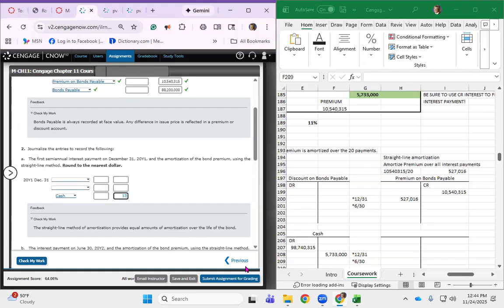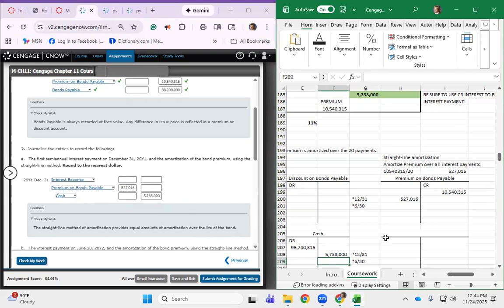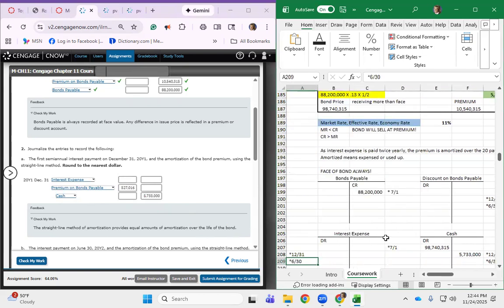So 5,733,000. And I'm going to make the premium go down and hopefully get it right this time. To make a premium go down, you debit it. $527,016. Now you plug for your interest expense, which we need another debit added to the amount we are amortizing the premium on the bonds payable. So you would calculate this by taking the cash. Okay, so here comes interest expense.